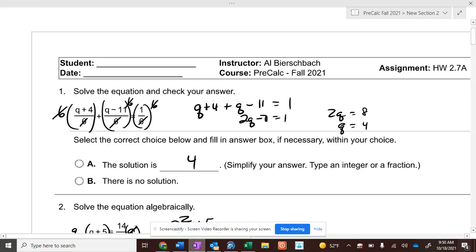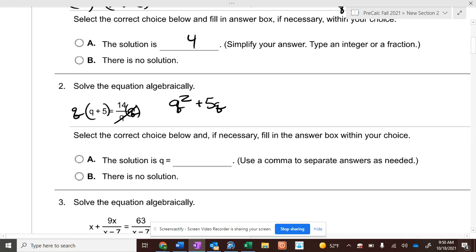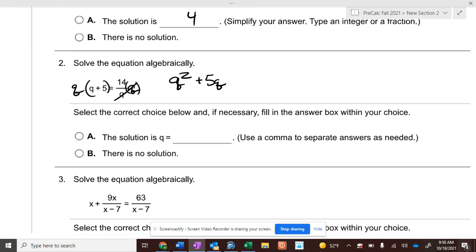All right. So number 1, we just multiplied both sides by 6, the least common denominator. Number 2, we multiplied both sides by q, the least common denominator, and that equals 14. Well, when you have an equation like this, what should you do? Set it equal to 0. q squared plus 5q minus 14 equals 0.